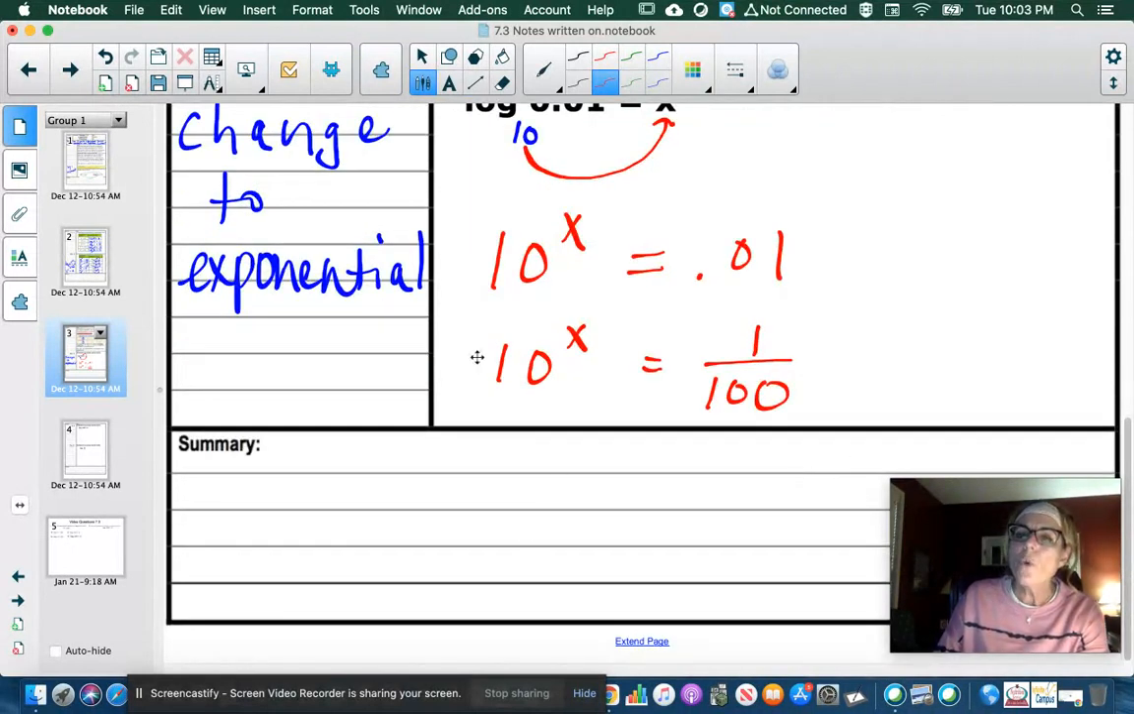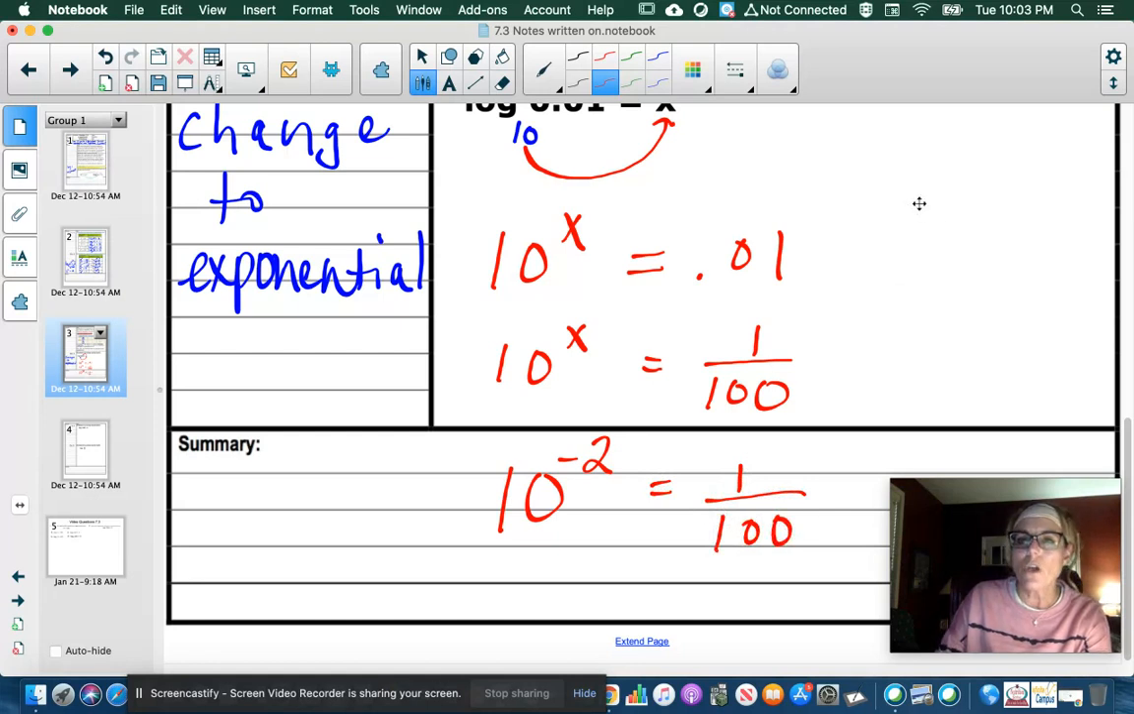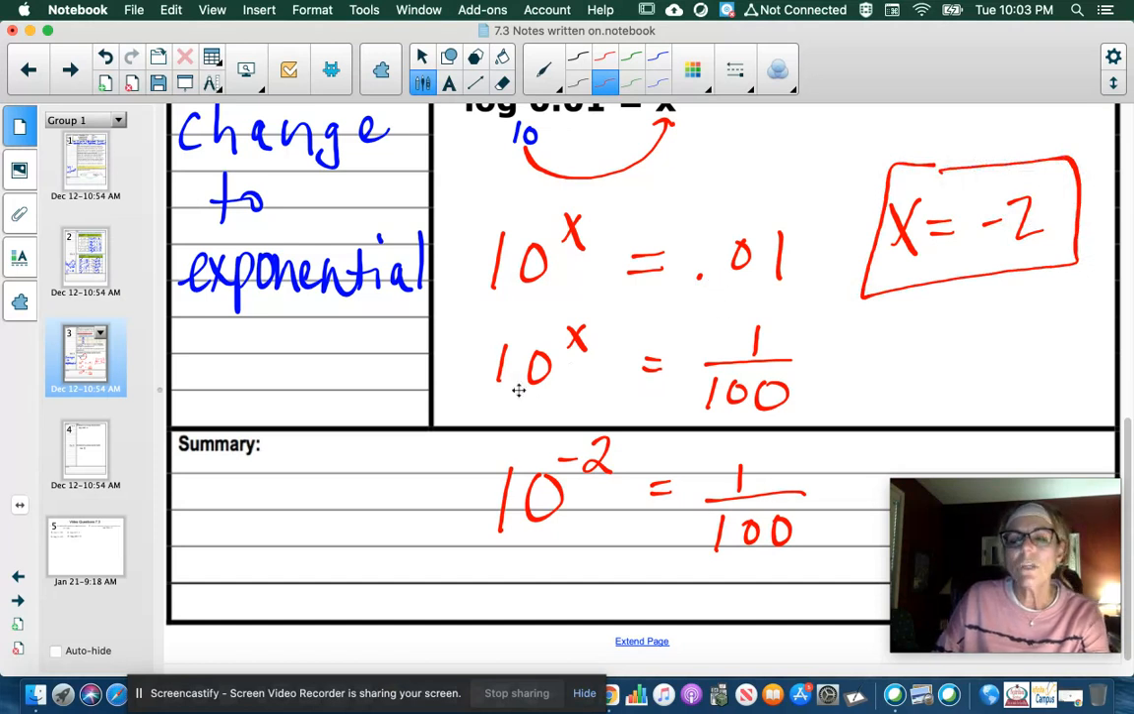Well, the question we ask now is 10 to what power is 100? Well, we know that 10 squared is 100, but it's not 100, it's 1 over 100. So then it's going to be 10 to the negative 2 is equal to 1 over 100. We're solving for x. X is equal to negative 2. So whenever we have a base raised to a power and it's equal to 1 over something, then the exponent is going to be a negative.